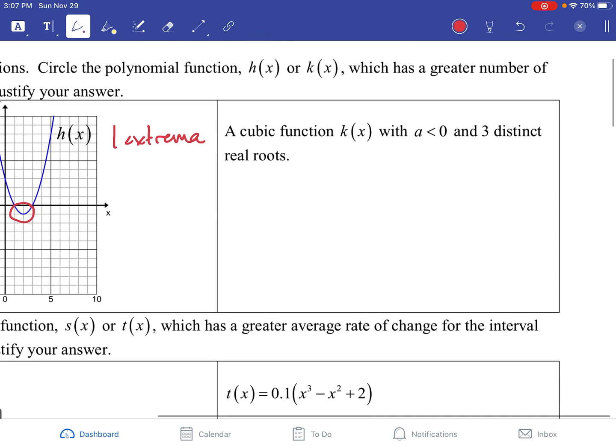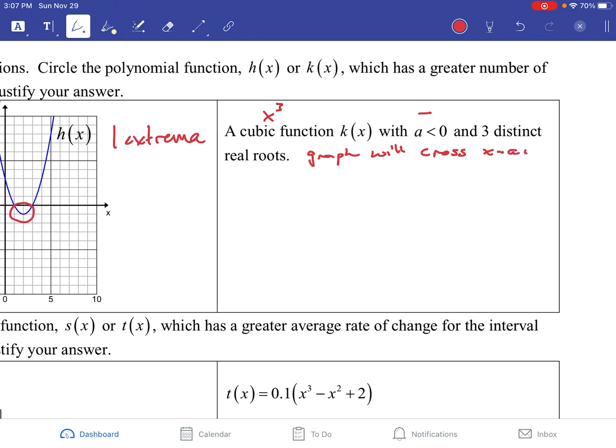Here, in the information here, let's dissect what we've got. So we've got a cubic function, which means it's x to the third. Okay, the a value is less than 1, so that means it's going to be a negative. And there's three distinct roots, so that means that the graph will cross the x-axis 3 times.